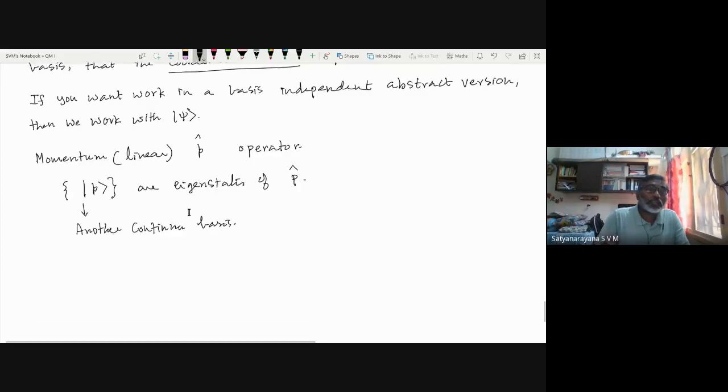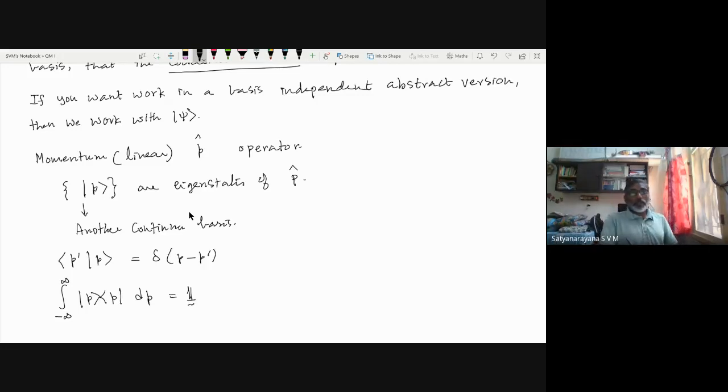The moment we have another continuum basis, what does that mean? That means we have orthonormality. When you take ⟨p'|p⟩, that is given by delta of p minus p', the Dirac delta function. And the integral from minus infinity to infinity of |p⟩⟨p| dp is equal to identity. So this forms a complete orthonormal basis, which in shorthand notation we write as CON. This is another operator, and the eigenvalues and eigenvectors of that operator also form a complete orthonormal basis.